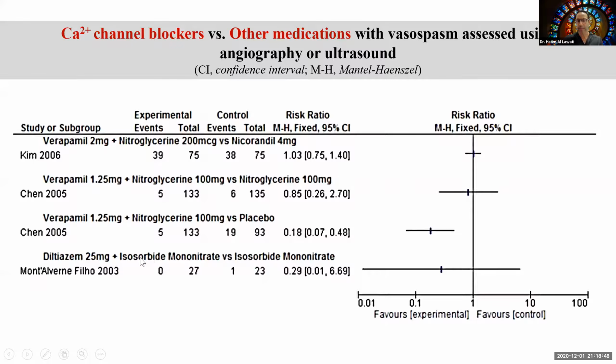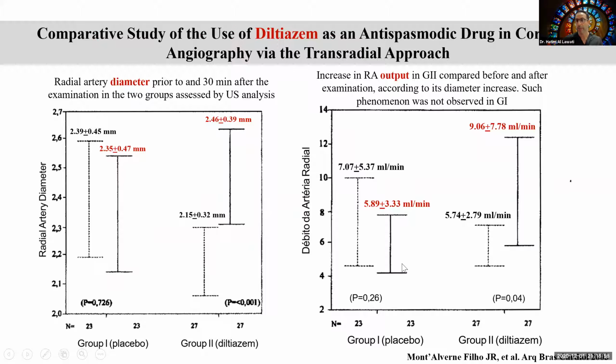And the interesting thing here is this Brazilian group showed that diltiazem combined with isosorbide mononitrate was far superior to mononitrate alone. Now remember, there was an earlier study that used only 5 milligrams of diltiazem and showed an increase in the risk of spasm. That was the SPASM 3 study. This older study used a much bigger dose of diltiazem, 25 milligrams of diltiazem given with 1 milligram of isosorbide mononitrate as a slow infusion, intraarterial, as soon as you put the sheath in.